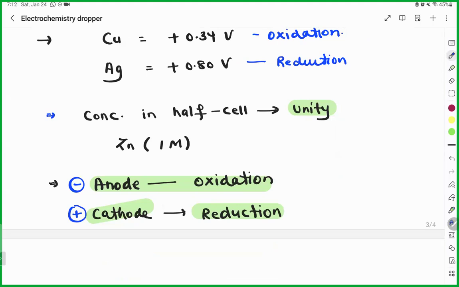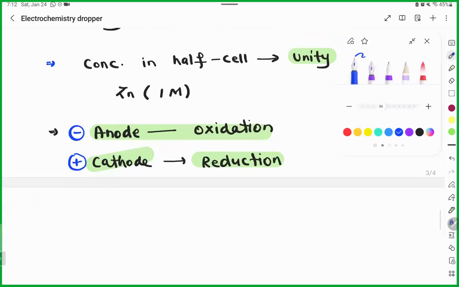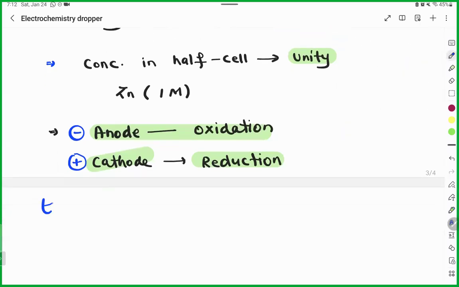Oh, okay, sir. But I got confused with that anode part, and the cathode charge will be different. So highlight this, it is very important because it will be opposite in case of an electrolytic cell.